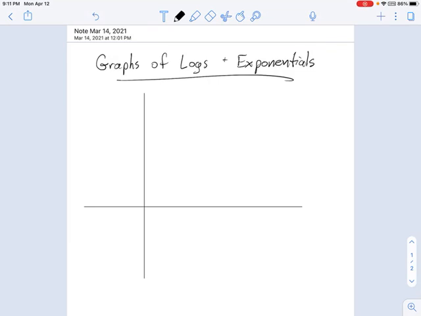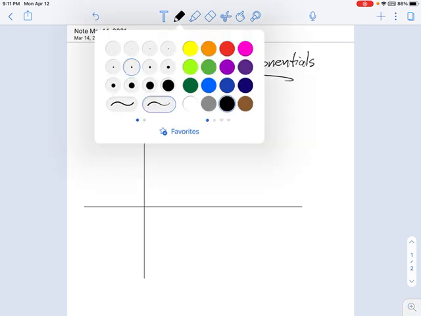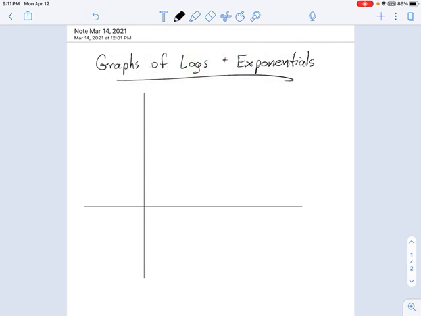So in this example, I'm going to start off with some basic warm-up. We're going to look at the graphs of exponentials versus logarithms. We've already done exponential graphs in a previous lesson, but I'm just going to graph one here for argument's sake. Let's say we start out close to 0, and then it starts to rise, and then it really takes off as your x values get large.